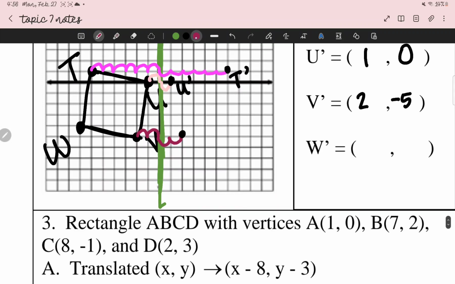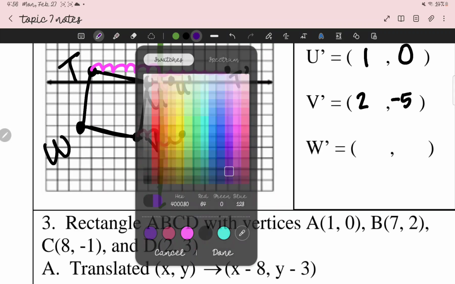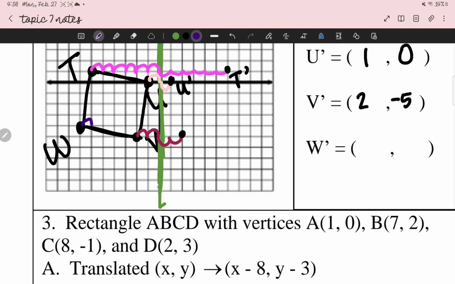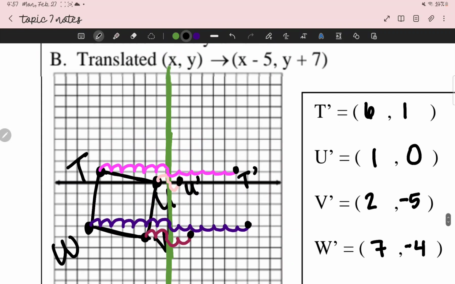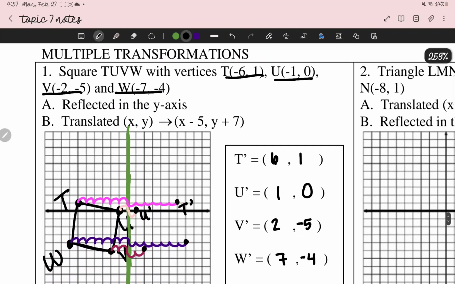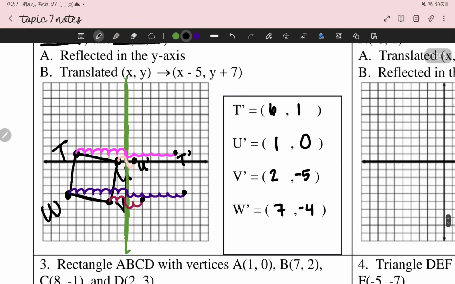All right, and finally we've got W. I'm going to use a purple here. W is 1, 2, 3, 4, 5, 6, 7 units away. So 1, 2, 3, 4, 5, 6, 7 units away as well. All right, so my W prime will be (7, -4). And does it match? Yes, it does. Perfect.